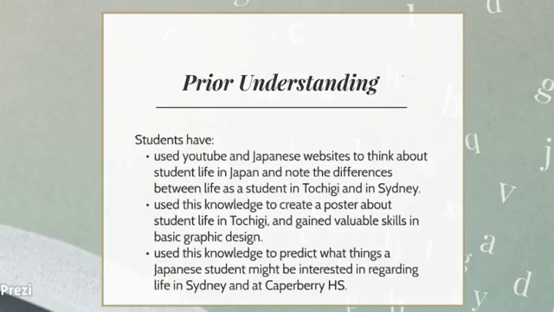They'll also have used the knowledge that they've gained to predict what things a Japanese student might be interested in regarding life in Sydney and at their high school. So by flipping the problem and thinking about it first of all, what they would want to know if they were offered a scholarship to study in Japan, might help them to predict what sort of things Japanese students would want to know about a scholarship program in Australia.